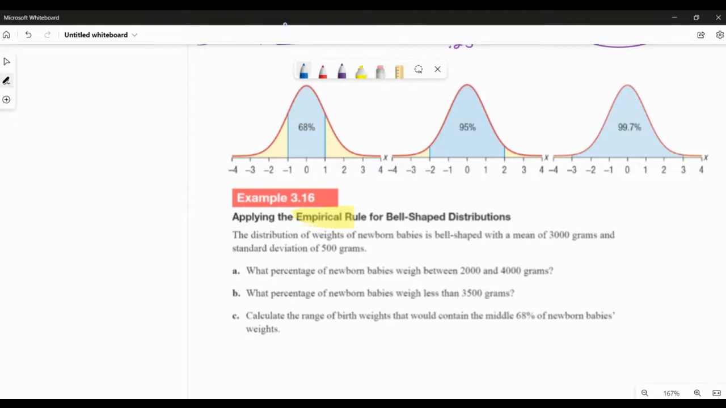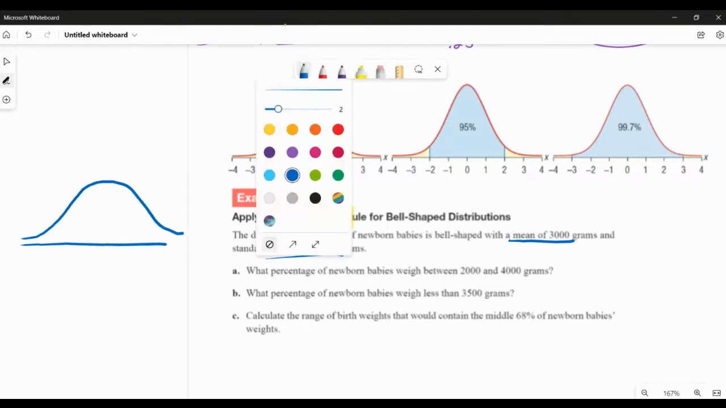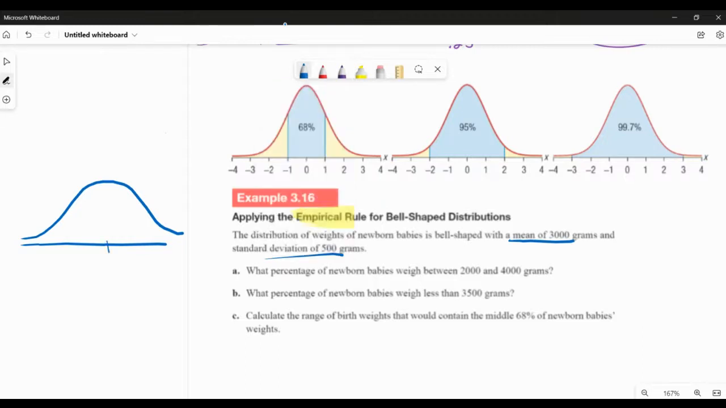Here's our first example. The distribution of weights of newborn babies is bell-shaped with a mean of 3,000 grams and a standard deviation of 550. What I would recommend doing when you get this information is to go ahead and draw out the bell curve. In the very middle, we're going to put the mean.